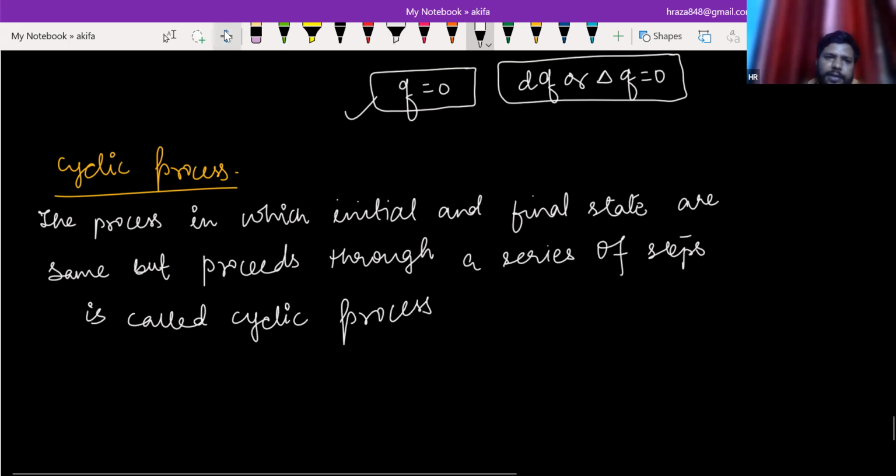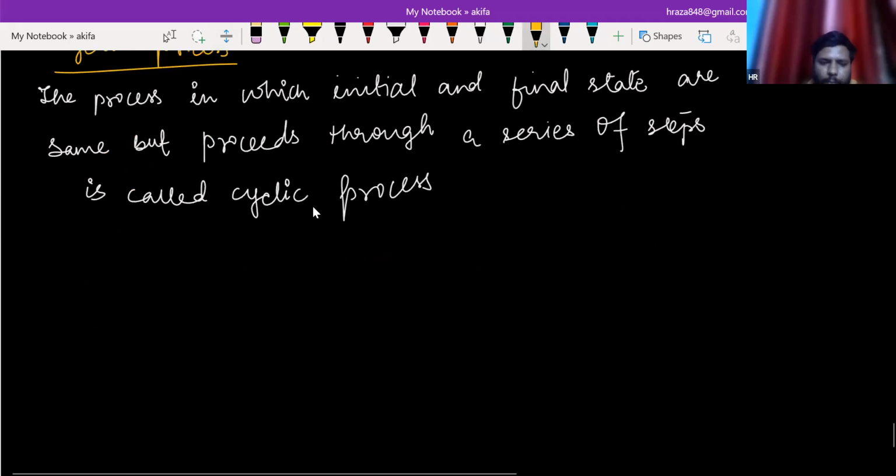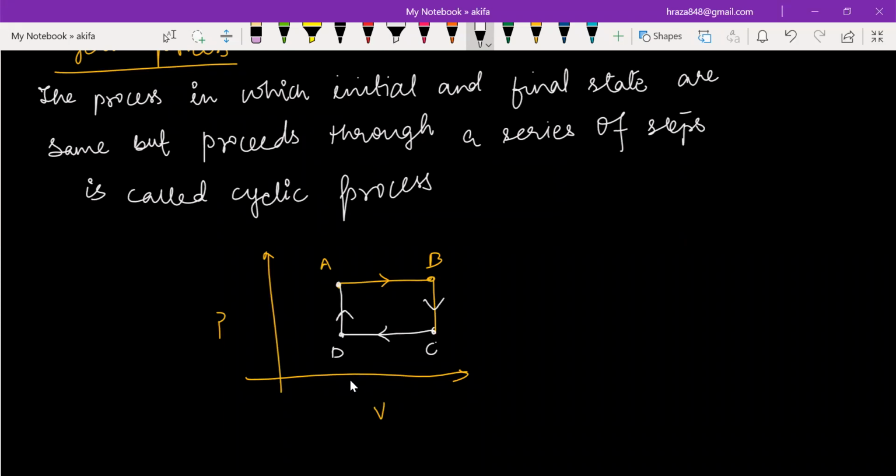The initial and final state are same. That means if a process is going to start, it will come back to the same point. As for example, if we have a graph given P versus V, and we started from here A, then we'll go to B, then we'll come to C, and then again to D, and then to A. This type of process is called cyclic process. Is that clear? Yes. Please write it.